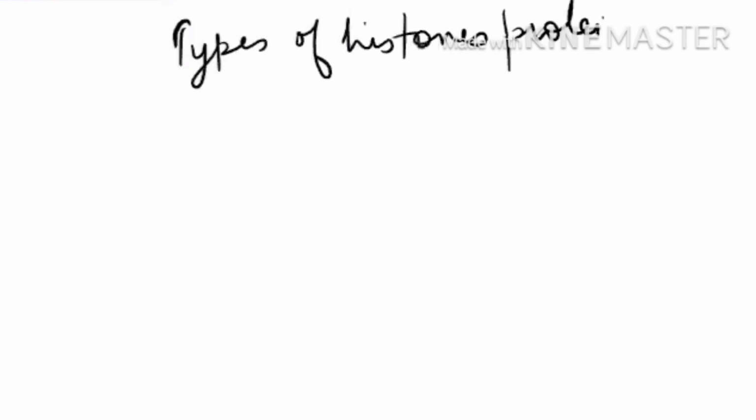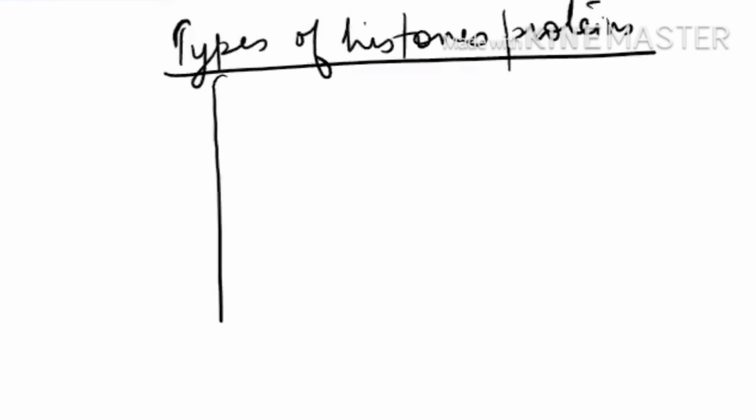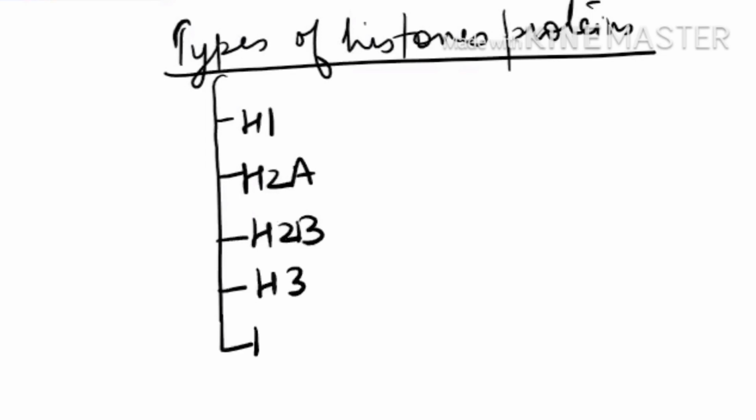Now, types of histone proteins. There are different types of histone proteins like H1, H2A, H2B, H3, and H4. So these are the 5 types of histone proteins. So please clear it. How many types of histone proteins are there? 5 types of histone proteins are there.